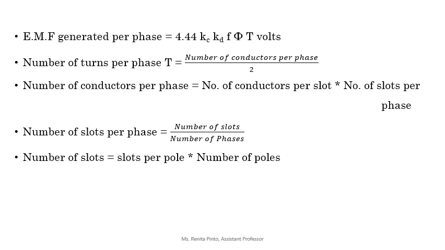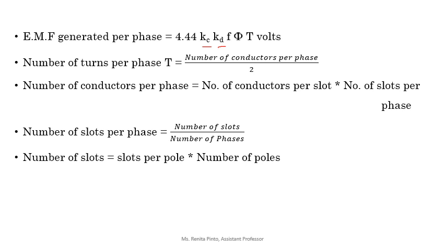So you already know what is EMF generated per phase. It is given by 4.44 kc kd f phi T volts. Now this kc is nothing but the pitch factor, kd is nothing but the winding factor. Number of turns per phase, that is T. Now T is given by number of conductors per phase by 2.